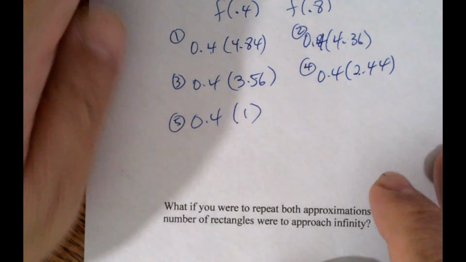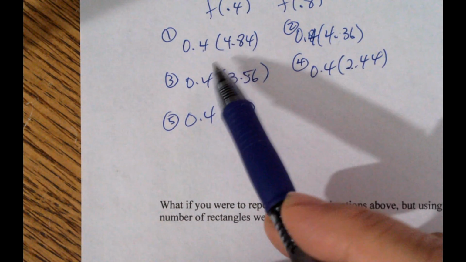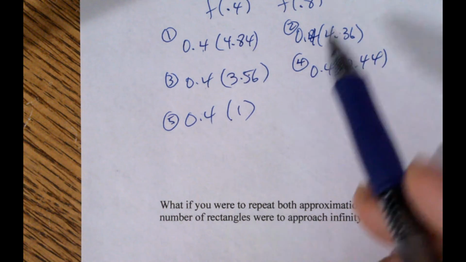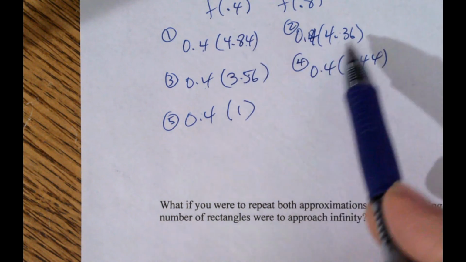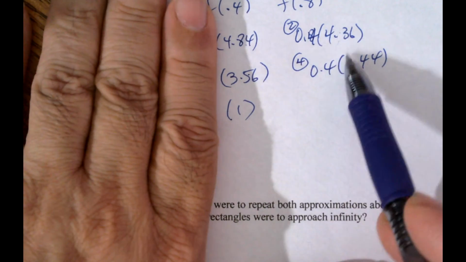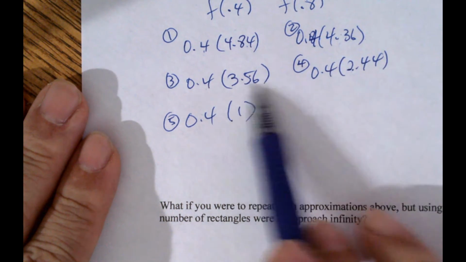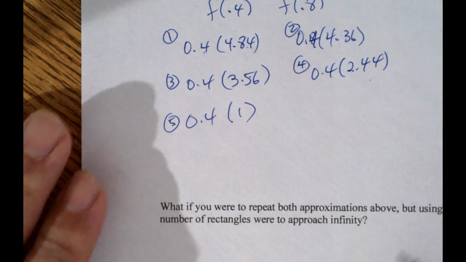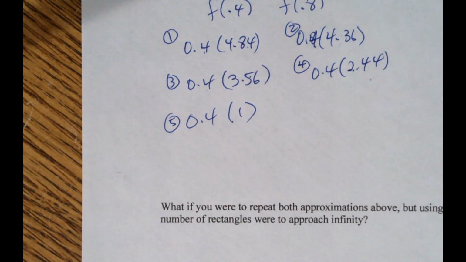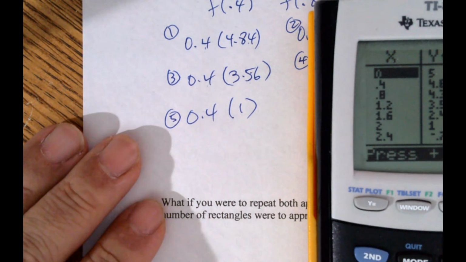Now, because we're adding all these up, and they all have a common factor of 0.4, the easiest way to do it is just add all these up, not include the 0.4s, but once we have the sum of these y values, multiply by 0.4, and we have the approximate area. So I'm going to do that now.